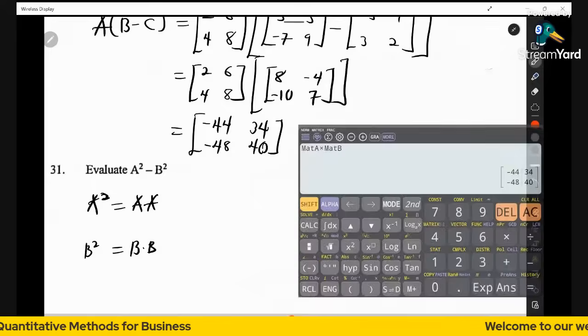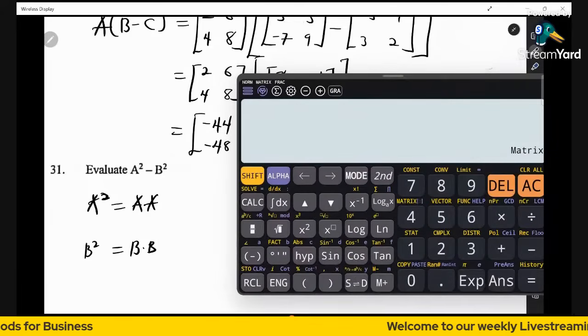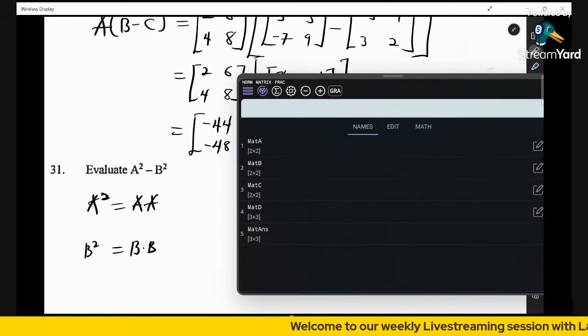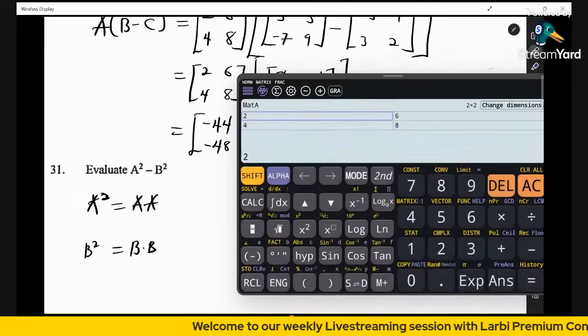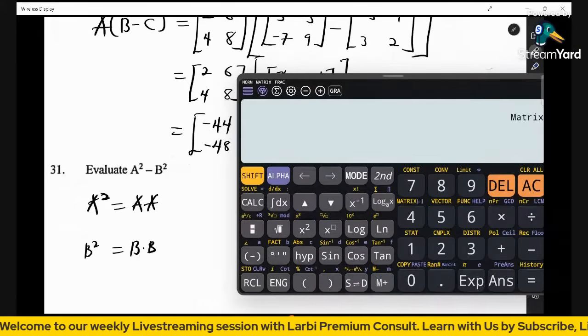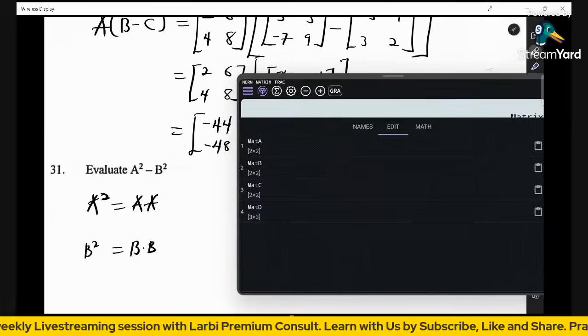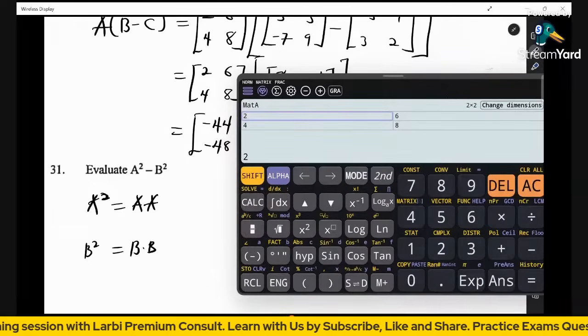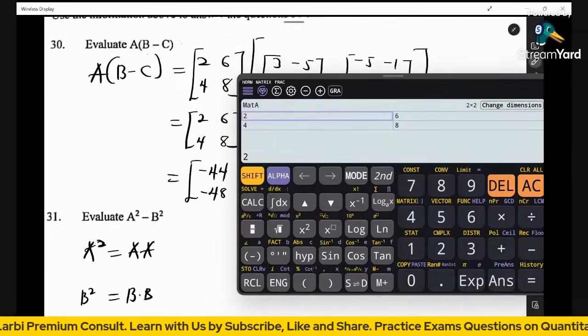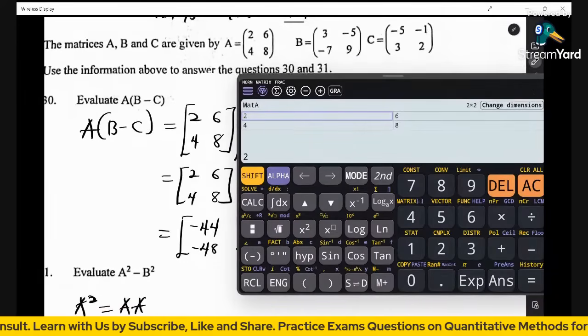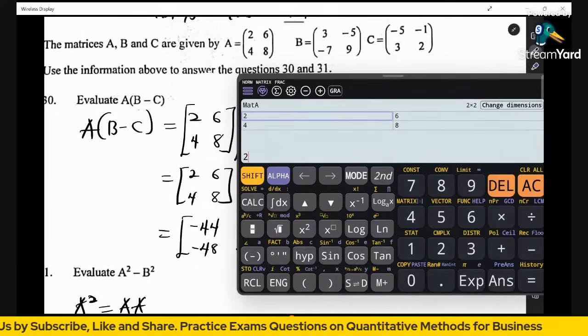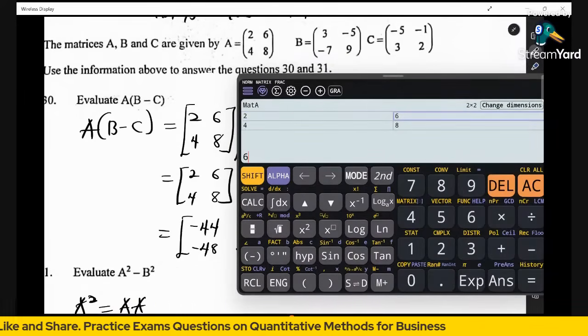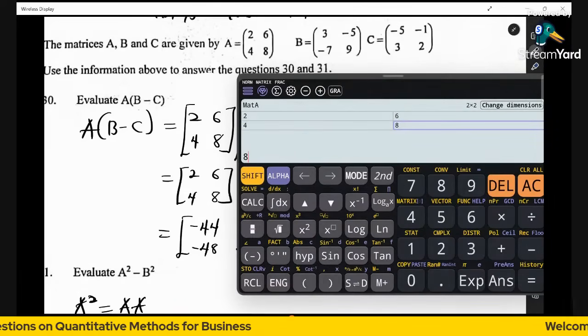So we just have to bring our calculator again. So we go to our matrices. So now we need to change the values. So now we know that our A, we know what the values for A are. We know that A is 2, and then we have 6, we have 4. I think I have them already. We have 8. Okay, that's fine.